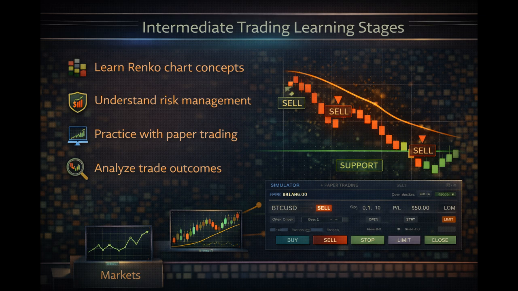For example, if the brick size is set to $100, a new brick forms only when price moves $100 from the previous brick. This filtering process eliminates small fluctuations and highlights meaningful trends. Understanding Renko charts is essential for interns working on Renko-based trading strategies or Renko-based algorithmic systems.